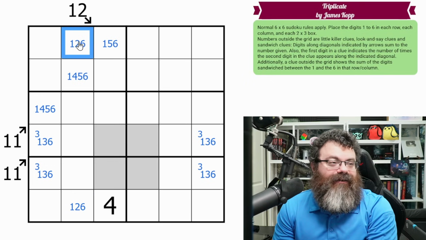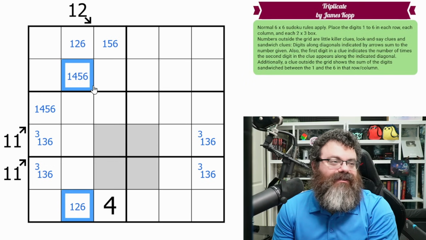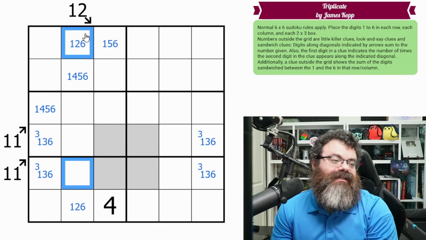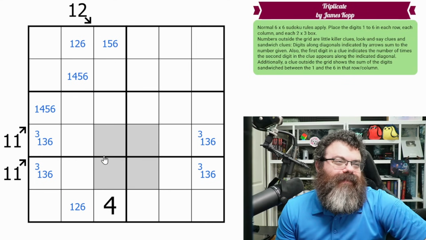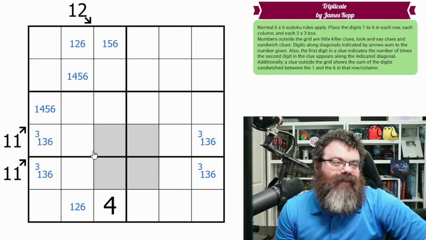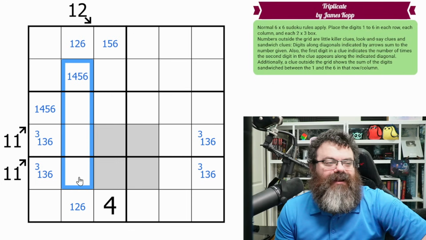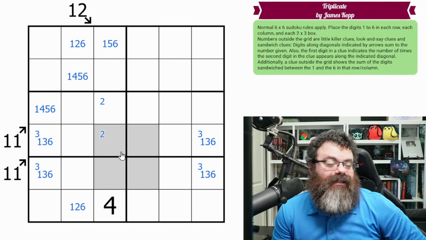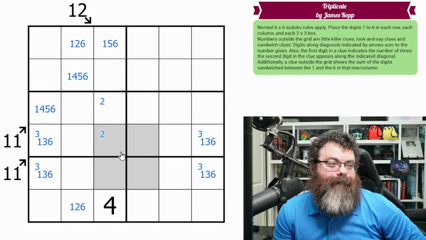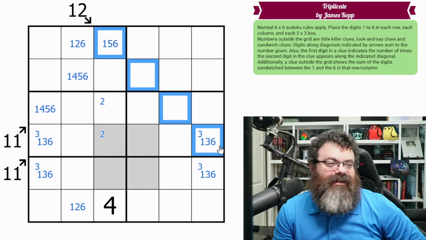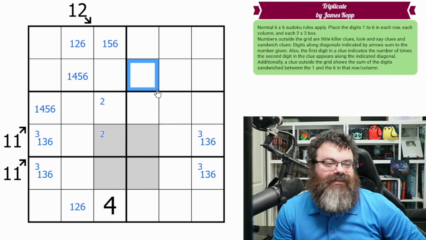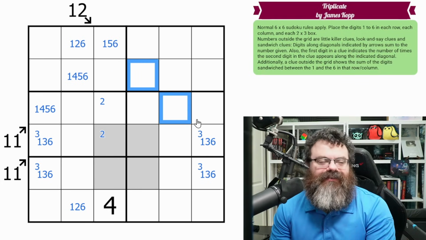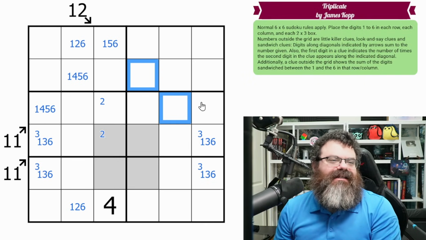Because either we're going to have the 2 here and then the 1, 6 like this, or we're going to have the 2 here with the 1, 6 like this. Okay. So these are not 2. These are not 2. So the 2 ends up in one of these two. What else do we have going for us? There's definitely a 2 along here somewhere, and it's not here. So there's actually a 2 in one of these two. And the other ones add to 10.